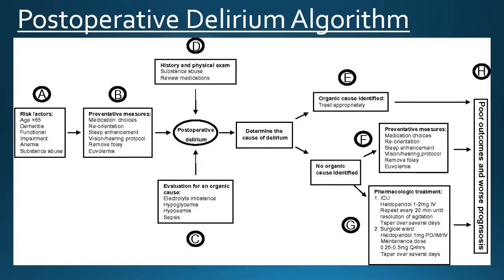This is an example of an algorithm that walks providers through the assessment process and identifies delirium risk factors. It also walks providers through identification of organic and inorganic causes of delirium and provides the proper course of action, whether that be an ICU admission or treating the organic cause, such as pain or hypoxemia.